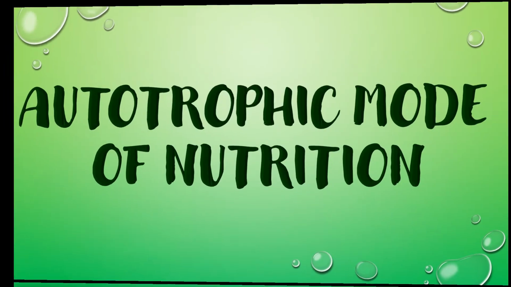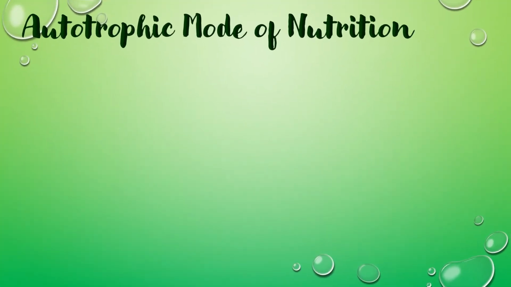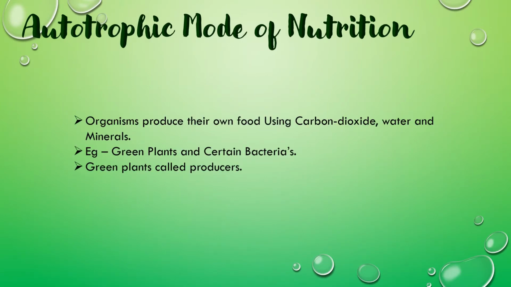Autotrophic mode of nutrition. In the autotrophic mode of nutrition, organisms produce their own food using carbon dioxide, water and minerals. So a basic example of autotrophic mode of nutrition is green plants and some bacteria. Green plants produce their own food through the process of photosynthesis. I'll be explaining that further in the video. So basically the green plants are also called producers.